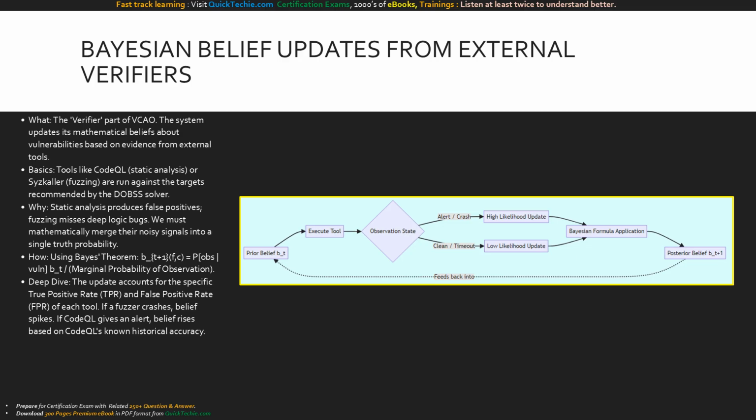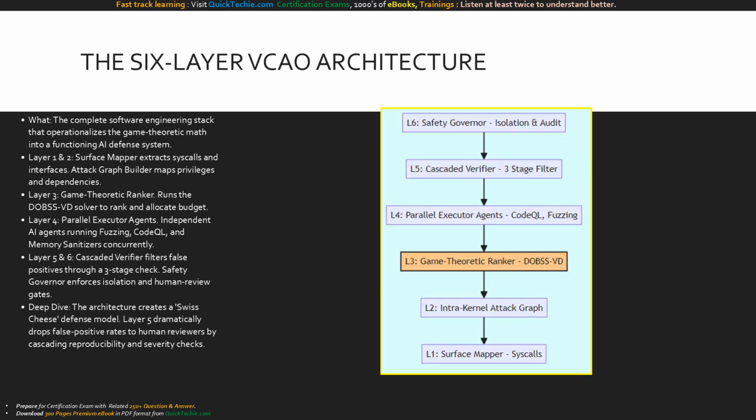This cycle diagram illustrates the continuous Bayesian belief update loop. We begin on the left with our prior belief. We execute a tool, like a memory sanitizer, which yields an observation state. If it's an alert or crash, we follow the top path for a high likelihood update. If it's clean or times out, we follow the bottom path for a low likelihood update. Both paths feed into the Bayesian formula application node. This math generates the posterior belief, which then feeds backward to become the new prior belief for the next round of the Stackelberg game. How do we build this math into a working system?